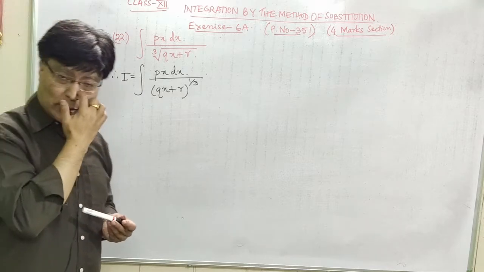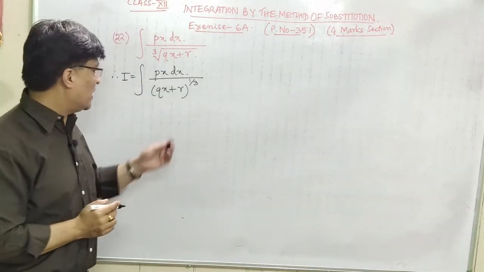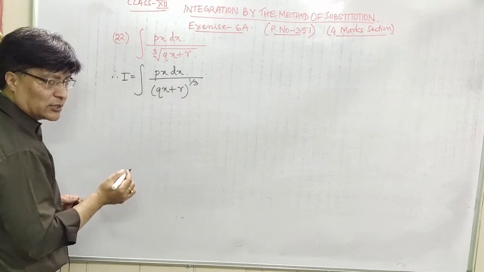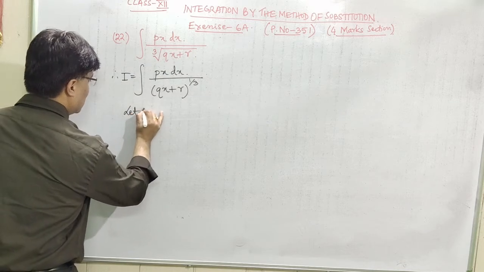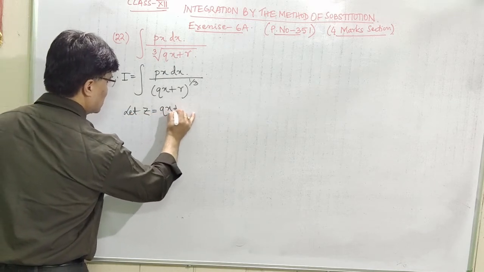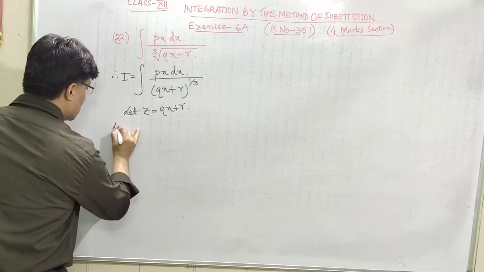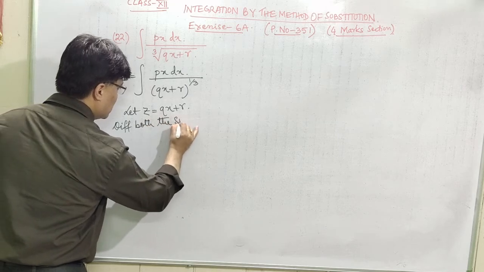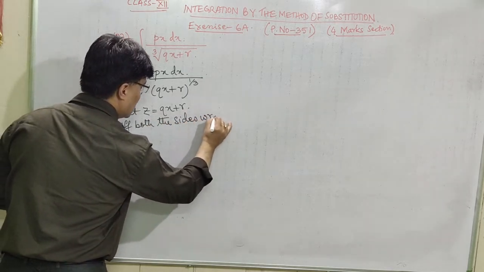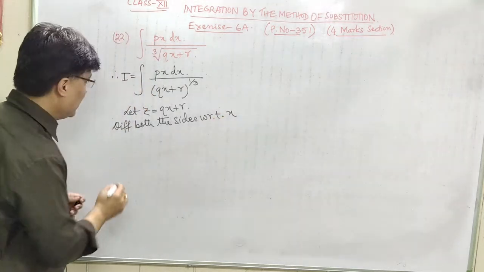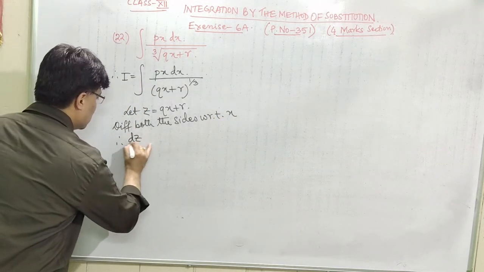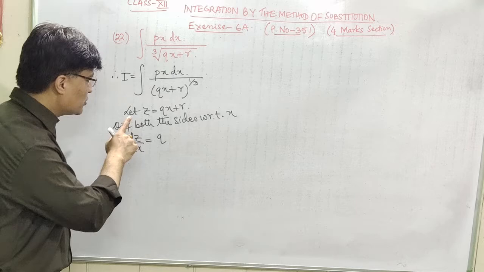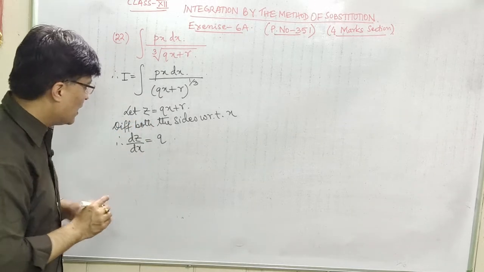In this case also let us do the method of substitution. We can assume this qx plus r as z. Here p, q and r are constants. So let z is equal to qx plus r. Let us differentiate both the sides with respect to x. Therefore dz by dx is equal to only q, since the differentiation of qx with respect to x is q, and for r it is 0.